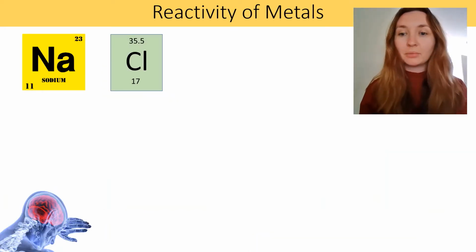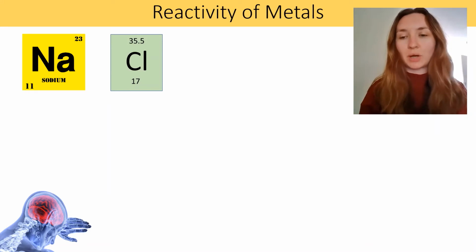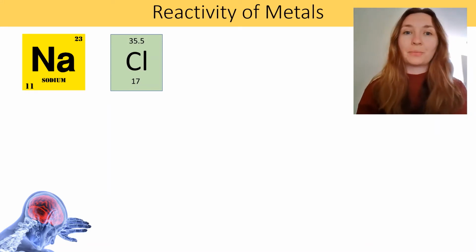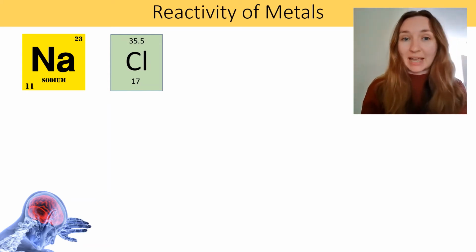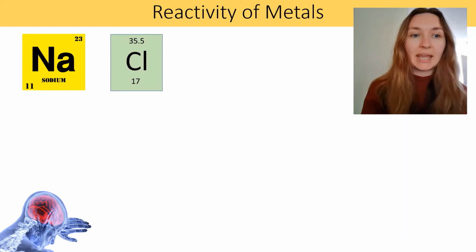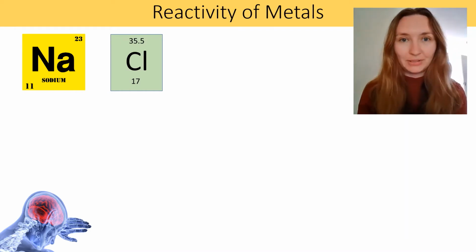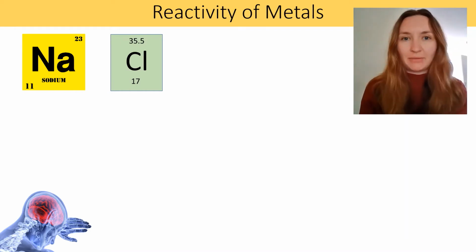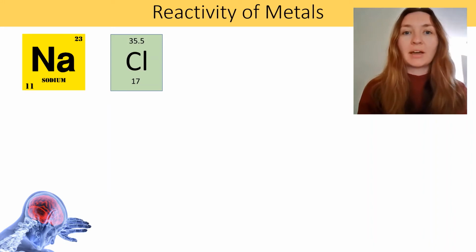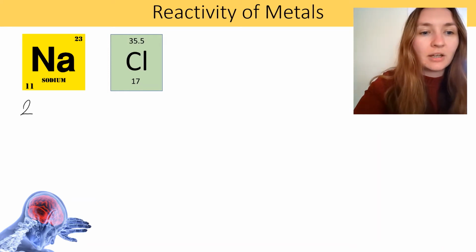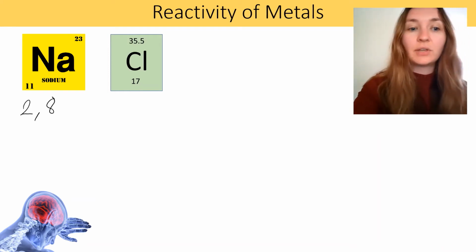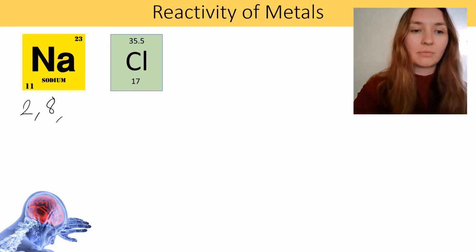Okay, so I'm now going to model how you would work out the dot and cross diagram from the symbols of sodium and chlorine. I'm going to start off with sodium and think about how many electrons it's got. I can see here that the bottom number is 11, and that infers that there are 11 protons. From that I would know that there are also 11 electrons. I know that 2 electrons are allowed in the first shell. I know that 8 would be allowed in the next shell. I've used up 10, and that means I would only have 1 more left.